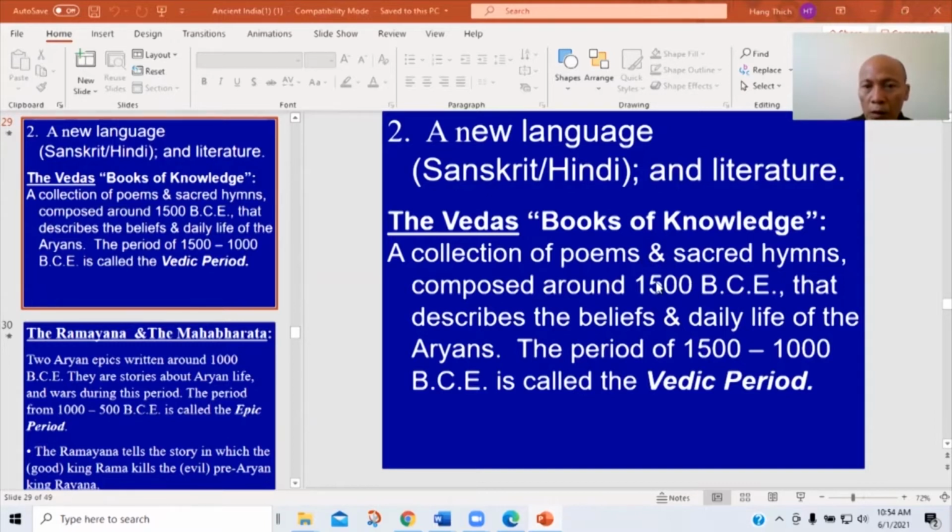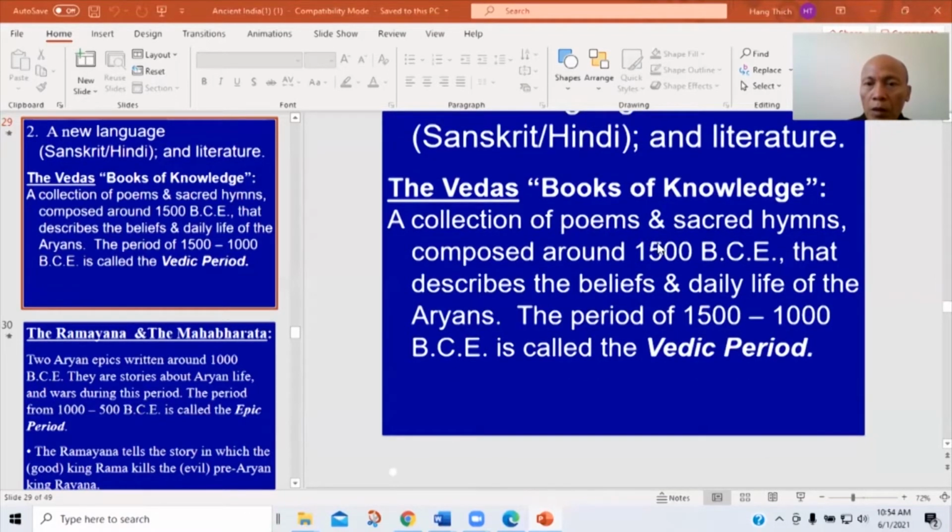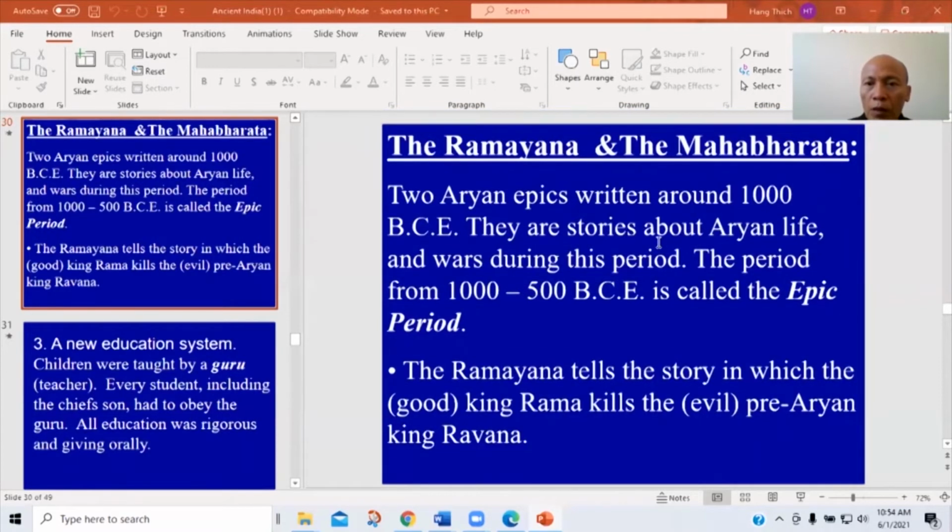They are a collection of poems and sacred hymns composed around 1500 BC that describe the beliefs and daily life of the Aryan people. Between 1500 and 1000 BC is called the Vedic period. And there were two Aryan epics, the Ramayana and the Mahabharata. These two epics were composed around 1000 BC. They are stories about Aryan life and the world during that period of time. That's why 1000 to 500 BC is called the epic period.